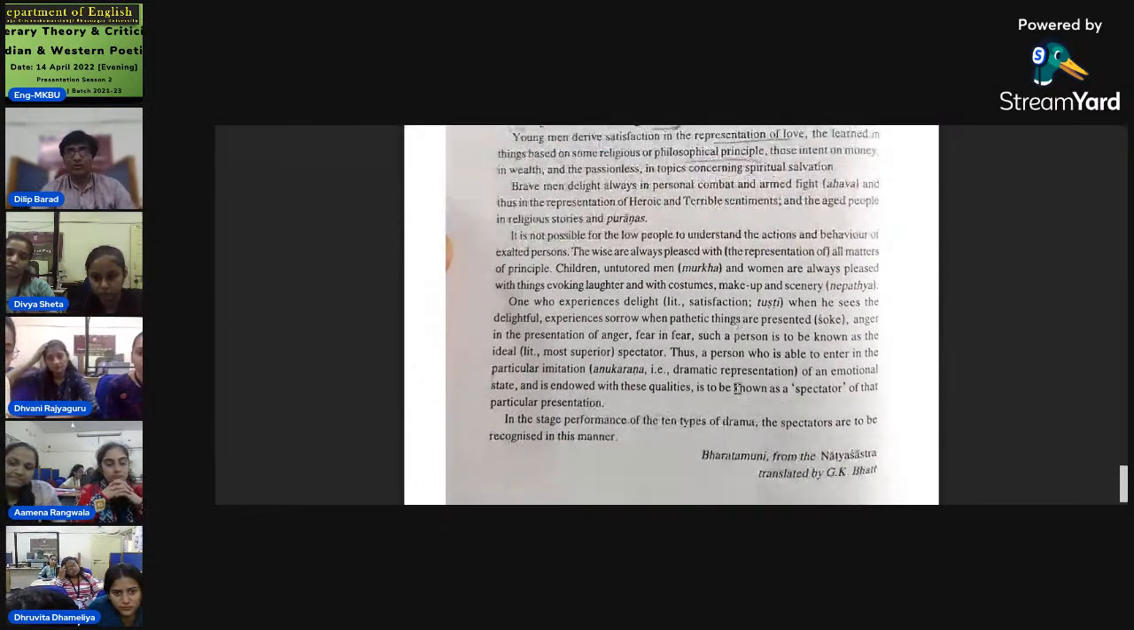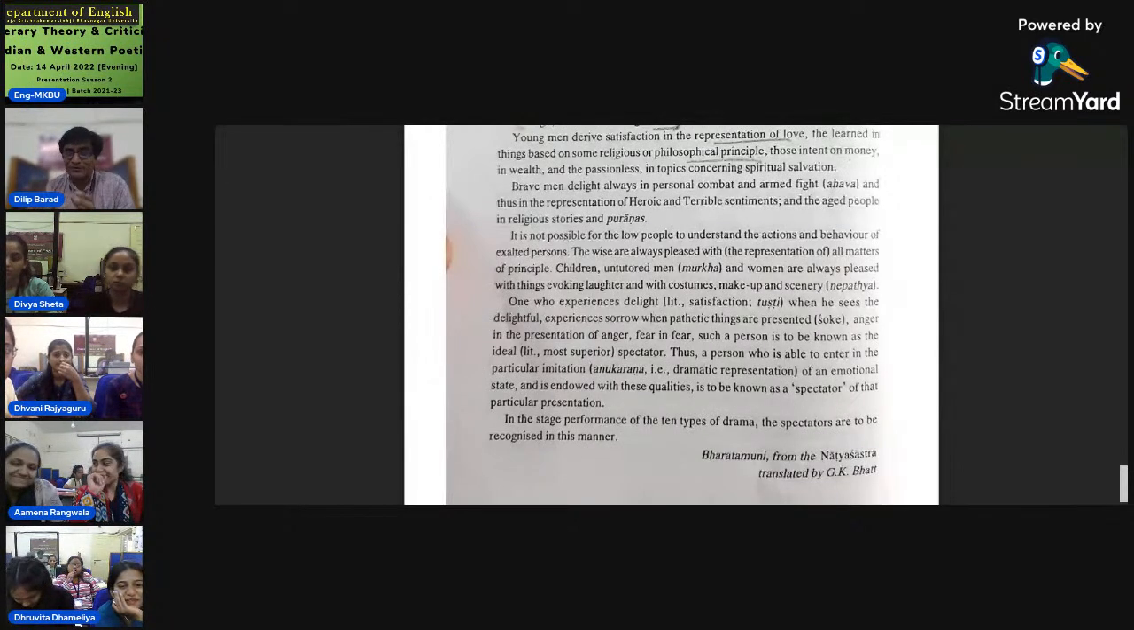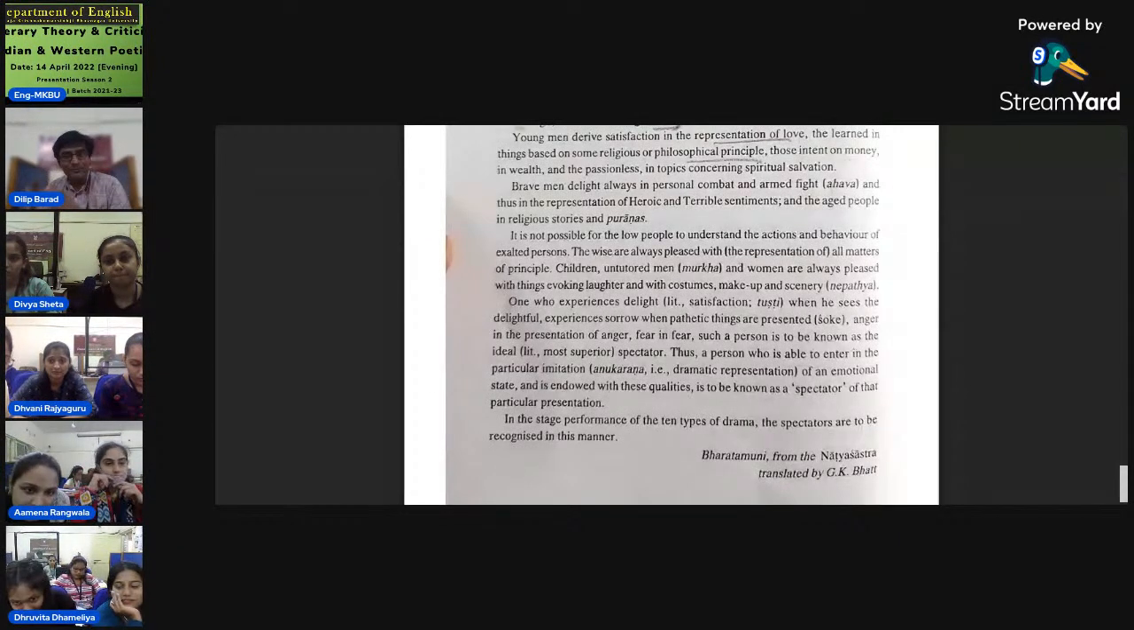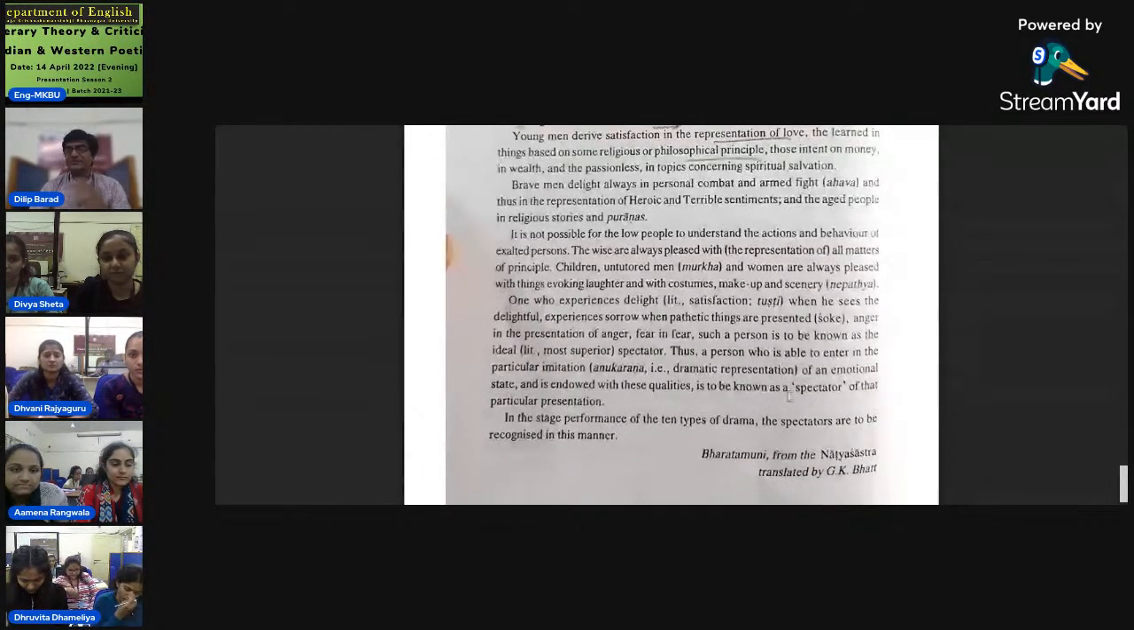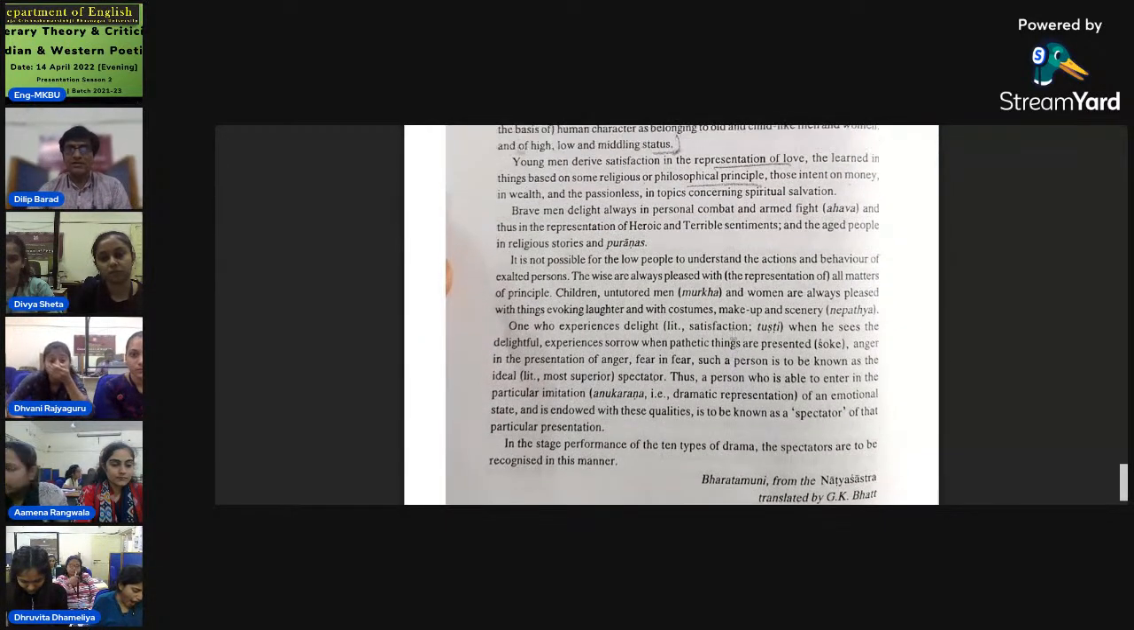The wise, it says, are always pleased with the representation of all matters of principle. Children or untutored men, that is called murkha, that is how it is written there, and women also, as traditionally women are normally considered not so educated, are always pleased with things evoking laughter, with costumes, makeup and sceneries only. So women, children, murkh are always attracted to makeup and outward scenery. This is what is written by Bharat Muni in Natya Shastra, way back, and it is translated by G.K. Bhatt, which is used by Ganesh Devi in the work also. So don't forget to refer to this.